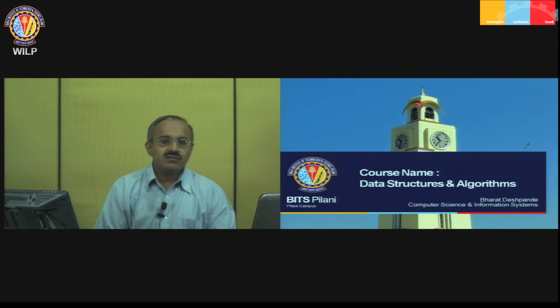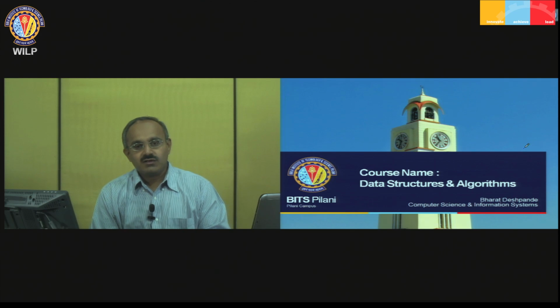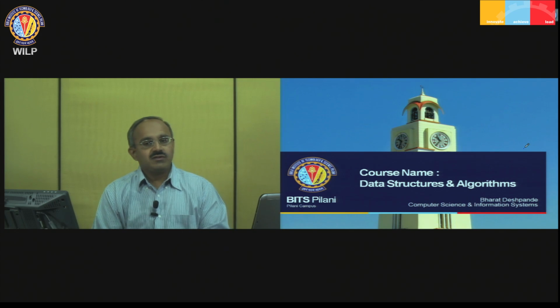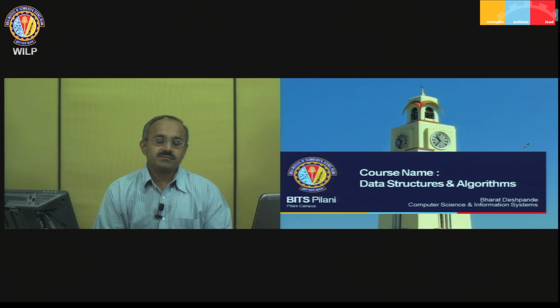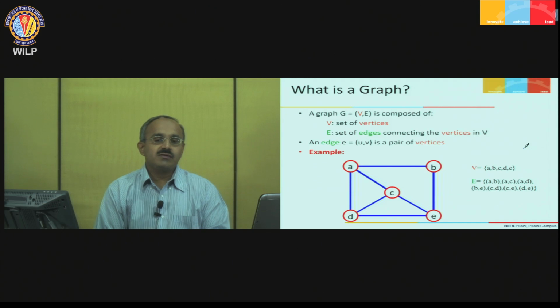For searching applications, we used both linear and non-linear data structures. Linear structures were used when searching was done with hash tables. Non-linear data structures were used when searching was performed with the binary search trees or the AVL trees or the 2-4 trees. So, we look at the data structure graph.